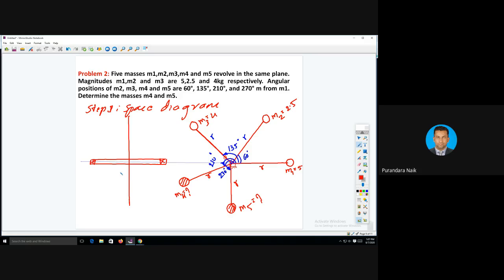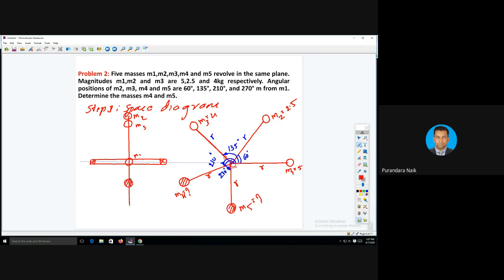So the first mass is M1. M1 is here. M2 is somewhere here. This is M2. And M3 is somewhere here. You just project it from the side view. This is M3. M4 somewhere here.